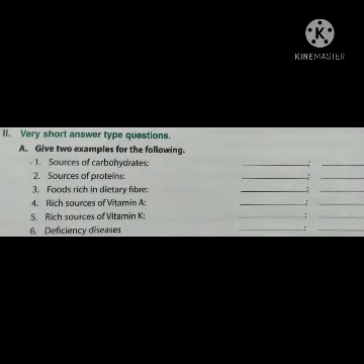Now, very short answer type questions. A. Give two examples for the following. 1. Sources of carbohydrates.